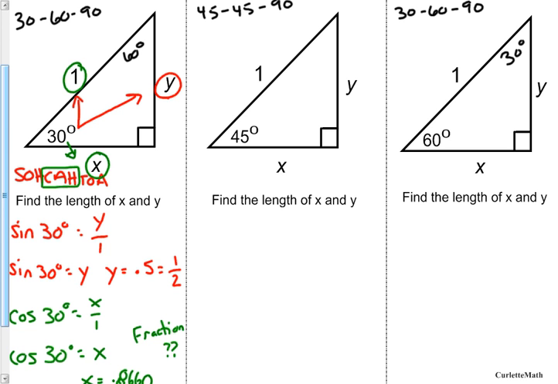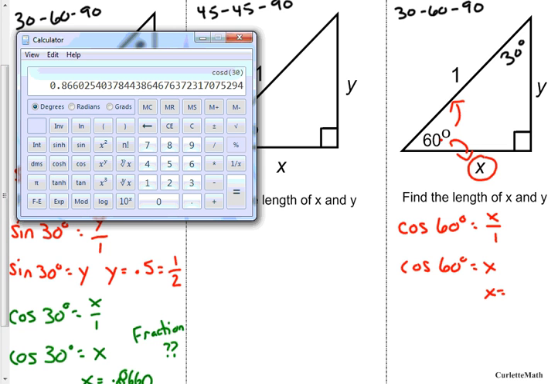If I find x here from 60 degrees, that's going to be adjacent and hypotenuse. Adjacent and hypotenuse is the cosine, so the cosine of 60 degrees is going to equal x over 1. Well, that's going to be the cosine of 60 degrees equals x. What is x going to equal? Let's look at the calculator. I'm clearing it out, so make sure you notice that it's clear, and I'm just going to hit 60, and then cosine. That gave me 1/2.